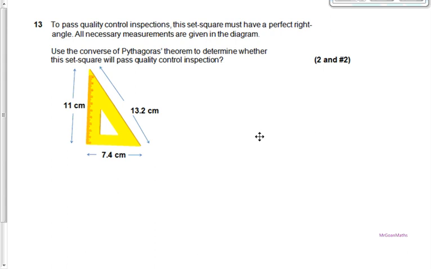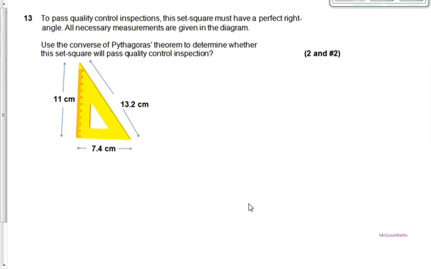The first question on this outcome is a converse of Pythagoras question. To pass the quality control inspections, this set square must have a perfect right angle. All necessary measurements are given in the diagram. Use the converse of Pythagoras theorem to determine whether this set square will pass the quality control inspection.